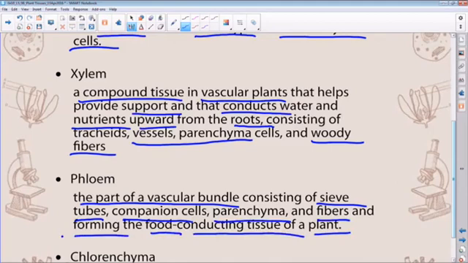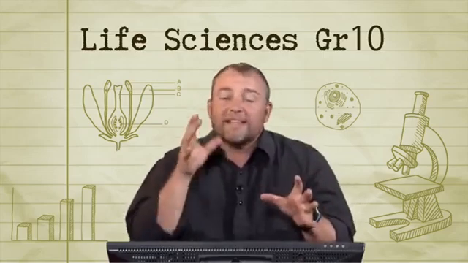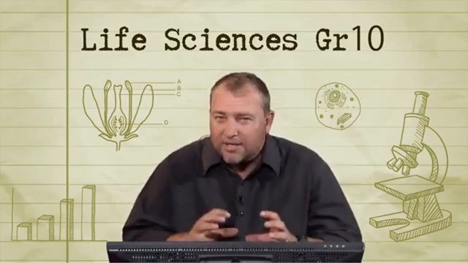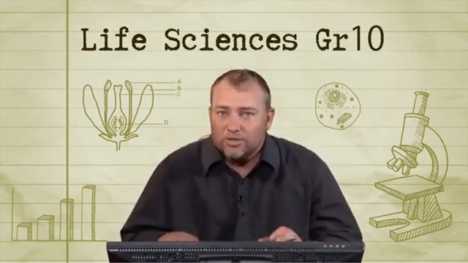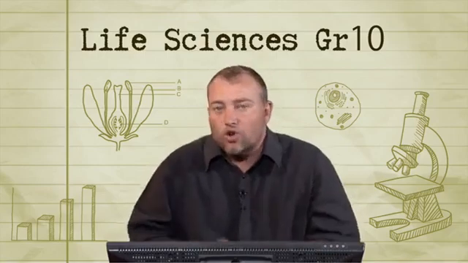You've got your companion cells, and we'll talk about what companion cells do and why they are so important, okay? We're going to talk about the parenchyma cells around it, okay, and how they are used. Okay, and then of course, the main function of your phloem tissue is to transport food.